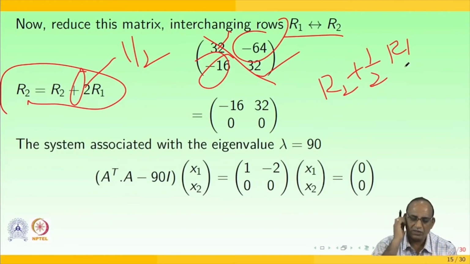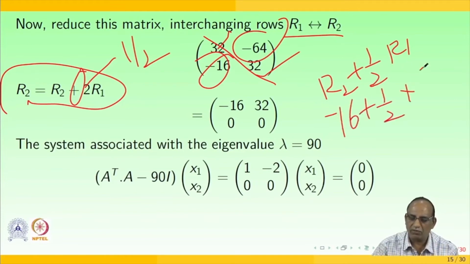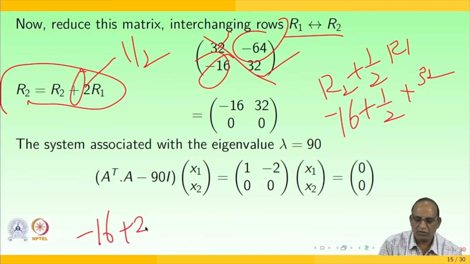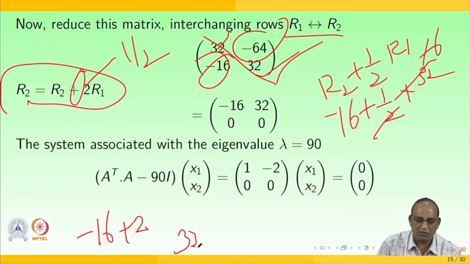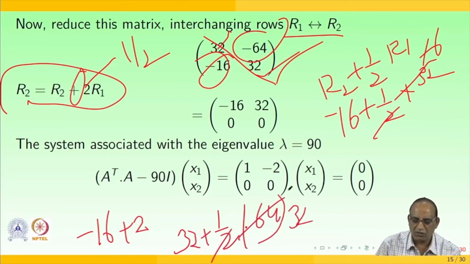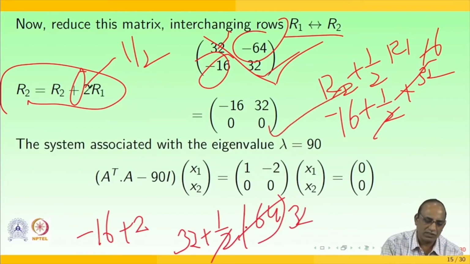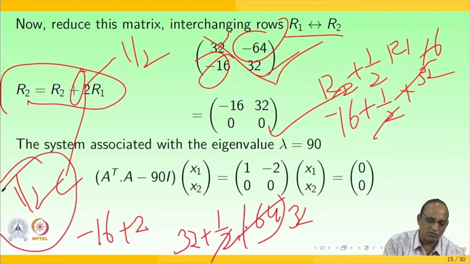So that is minus 16 plus 1 by 2 times of 32, so that is 16, okay, fine. And the second one will be 32 plus 1 by 2 times of minus 64, so 32 minus 32 is 0. Fine. So there was an error earlier, it is 1 by 2, not 2.